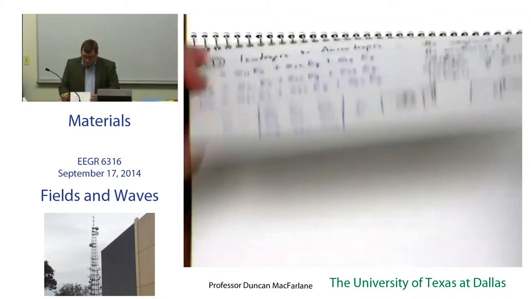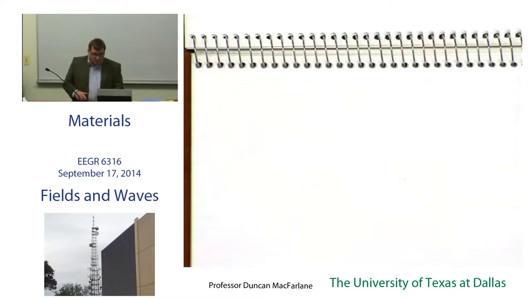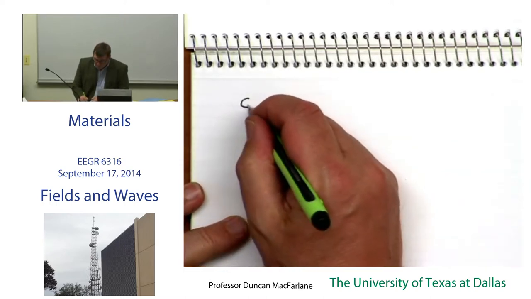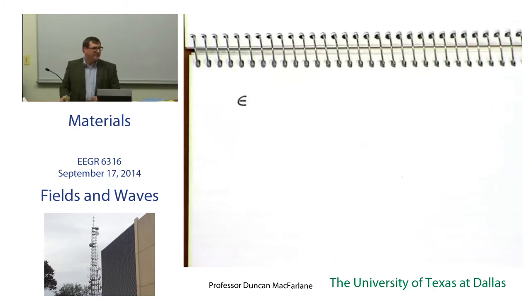Now, there's another one that usually people pick up on. This dielectric constant is a number, right? And that number is 8.8 times 10 to the minus 12 farads per meter, right? Still hoping somebody says it. It's not complex.